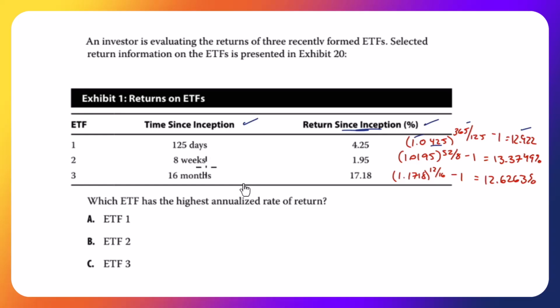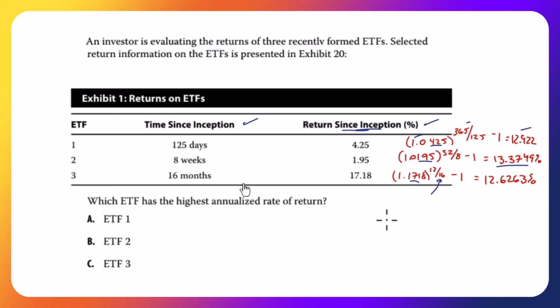12.922. Next one is 8 weeks, 1.95%. So there's our 1.95% added to the 1. Since it's 8 weeks, it's 52 over 8 minus 1, 13.37. And the last one is 16 months, 17.18. So 1.1718 to the power of 12 over 16 because it's months. Our months are always in the numerator, and then the period is in the denominator.